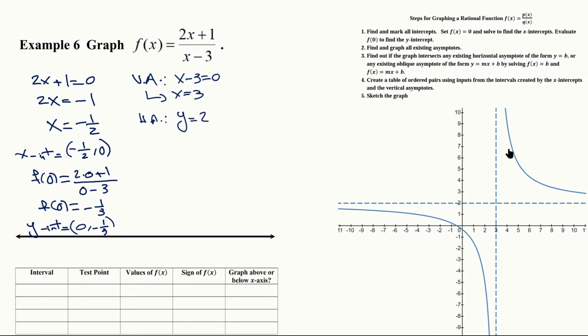So notice we then graph those. We graph x equals 3 and then y equals 2. So those are going to be the asymptotes which we need to graph. All right.